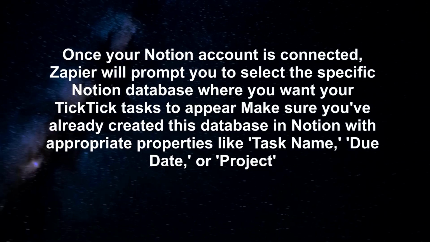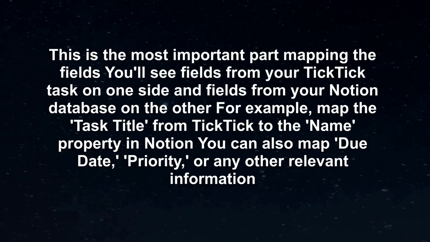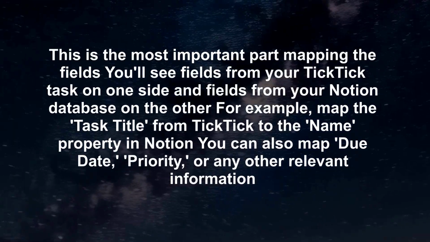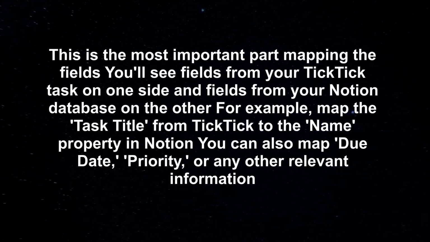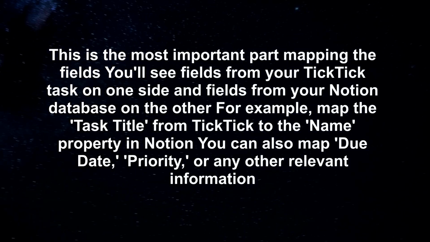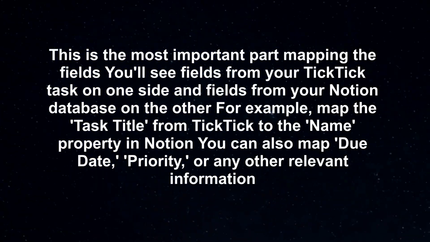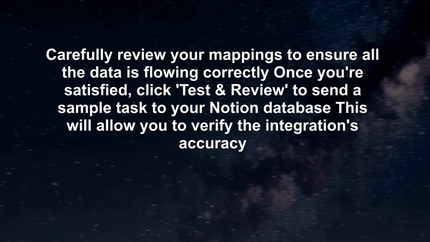date, or project. This is the most important part, mapping the fields. You'll see fields from your Ticktick task on one side and fields from your Notion database on the other. For example, map the task title from Ticktick to the name property in Notion. You can also map due date, priority, or any other relevant information. Carefully review your mappings to ensure all the data is flowing correctly.